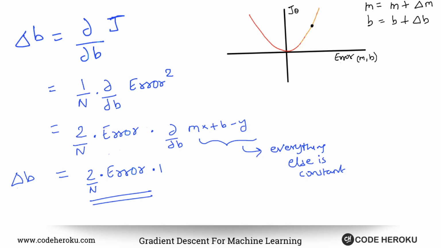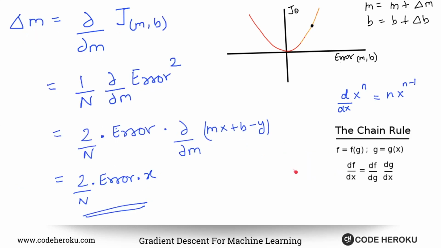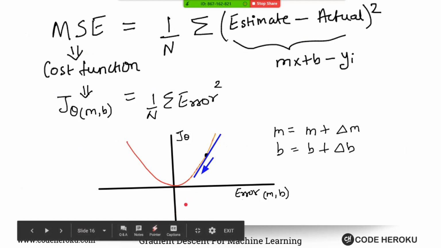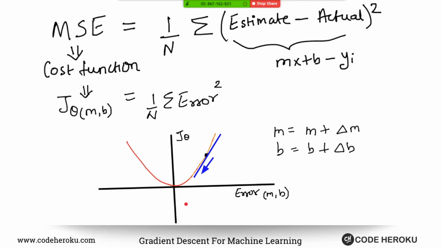And guys, remember that we are going to go in the opposite direction of what delta m and delta b is. Because this tangent, we got the slope of this line, which is delta m and delta b. But if this is a positive slope, we need to go backwards. We need to go down. So we are going to go in the opposite direction of delta m and delta b. So let's say we got delta m as +1. Instead of saying m +1, we're going to say m -1, right?